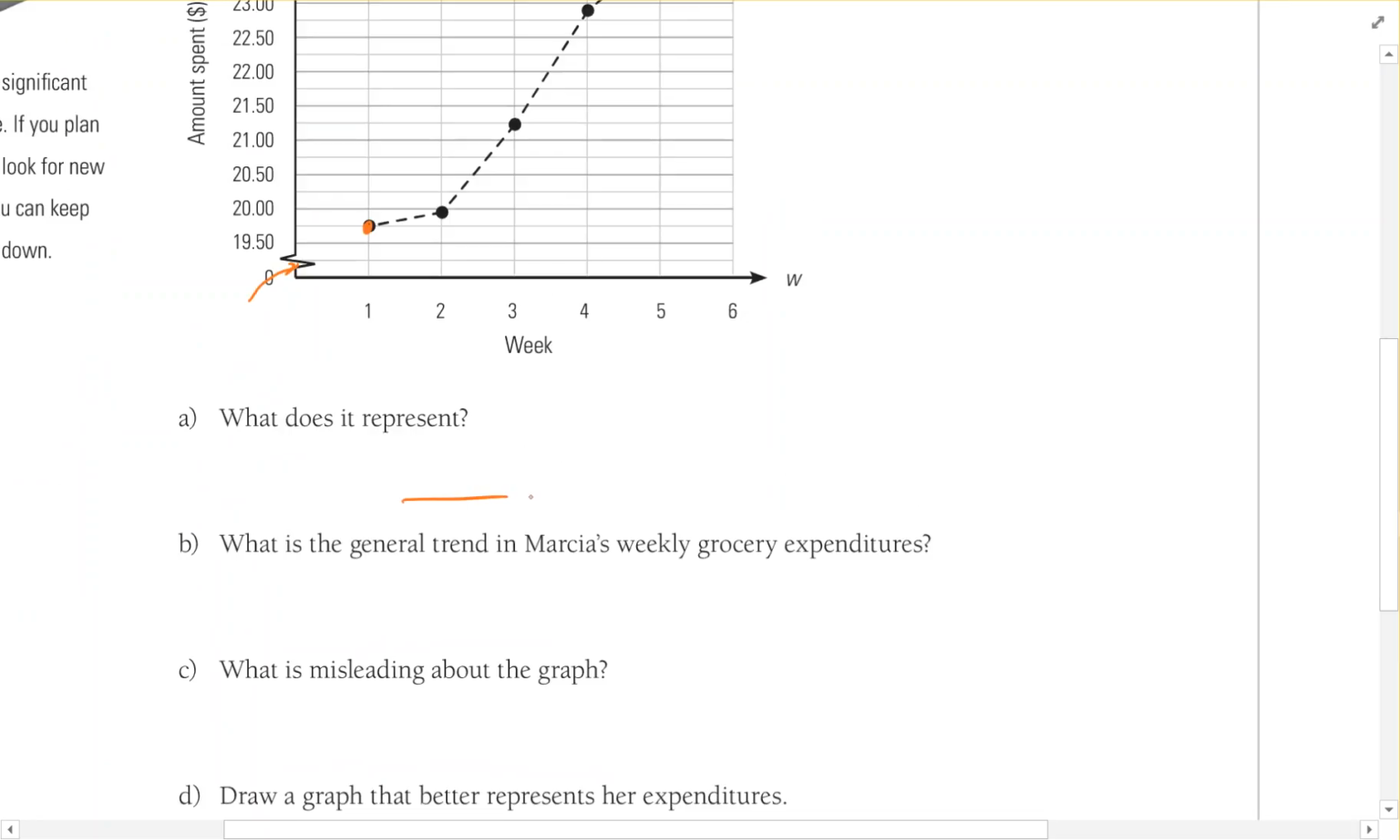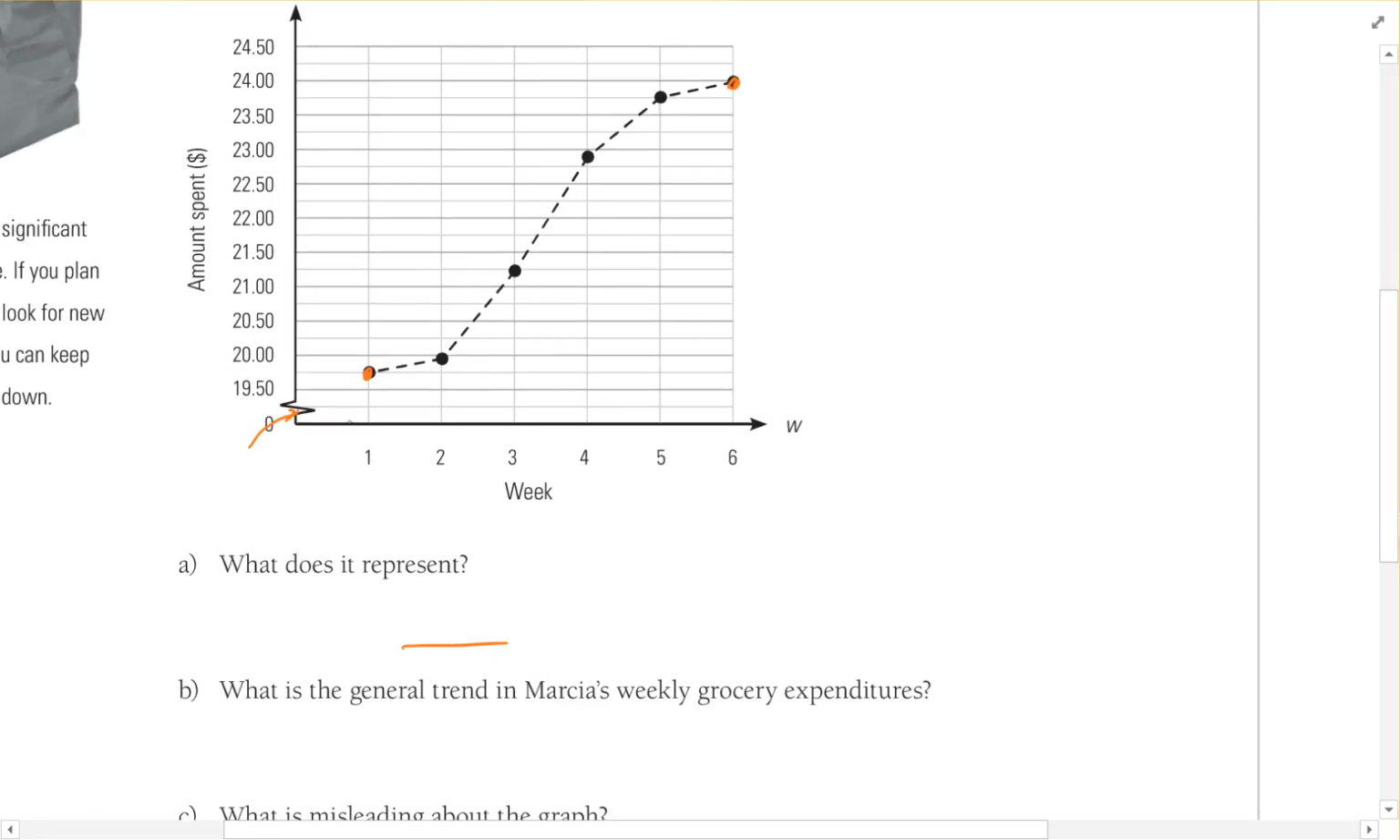What is the general trend in Marcia's weekly grocery expenditures? So the general trend, I would say, if I was just going to draw a line, it looks like it's going up. It looks like it's definitely going up over time, right?